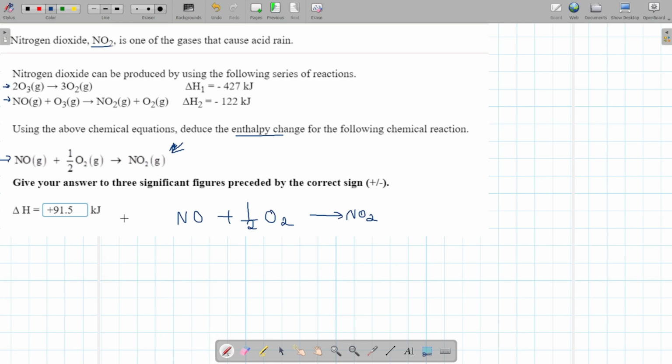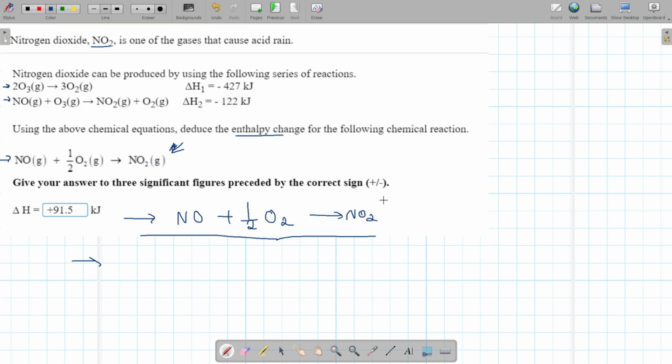I'm gonna separate my final equation and leave some space down here. I'm gonna use this area to work. Don't mix up your working area with the equation you have written. This is what our final equation should look like, and it's given here. So I'm gonna have my working area separated from the answer I'm trying to get, if you get what I mean. So this is my working area down here: 2O3 to get 3O2, and then NO plus O3 to get NO2 plus O2.